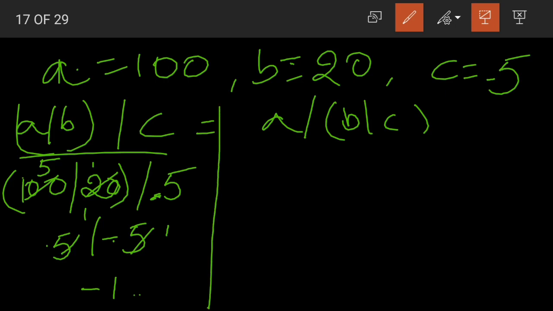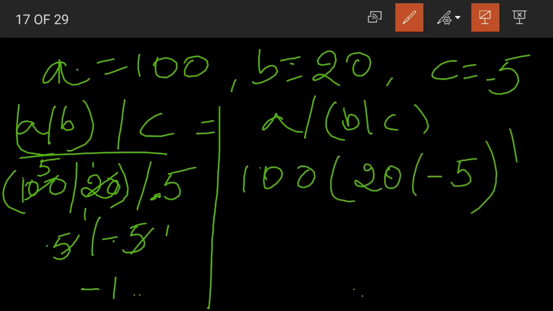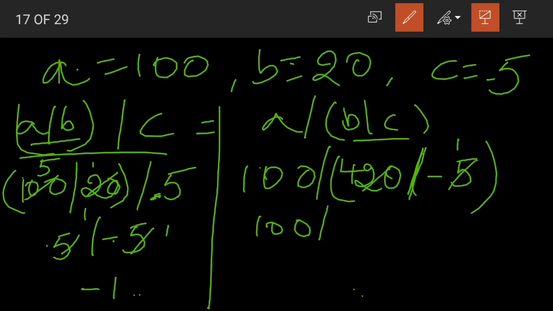This is our LHS. Coming to the RHS, 100 divided by the bracket 20 divided by minus 5. I am changing the association first. In the LHS case, we divided A by B first, but in RHS, we will divide B by C first. 20 divided by 5 is 4, since 5 fours are 20. One is positive and the other is negative, so the result will have a negative sign.